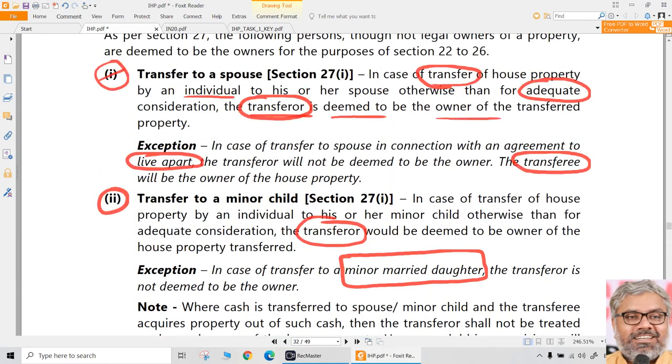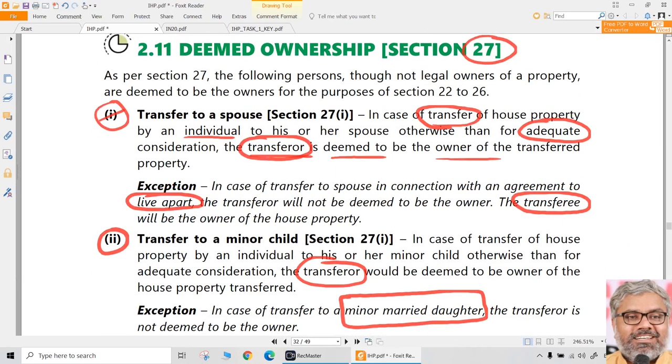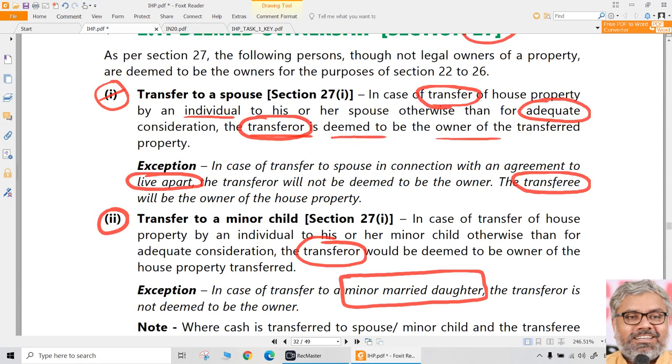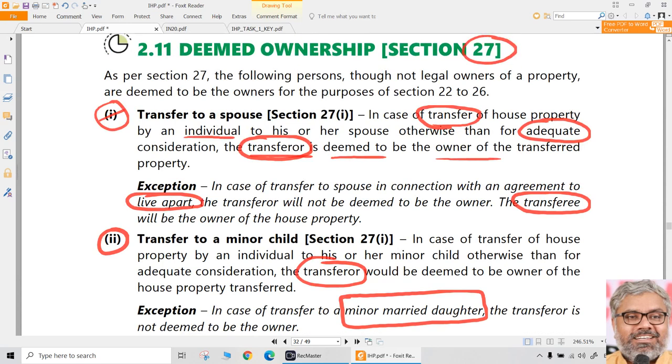Our job is only, if a question comes, what is deemed ownership? A question came already. The question was: ownership is everything in order to attract section 22, agree or disagree? That was a 4 marks question. No, it is not true. Why? Because according to the charging section 22, the assessee should be the owner of the property, and 27 is an exception to that. Even though the assessee is not the owner of the property, he can still get attracted to the tax liability.